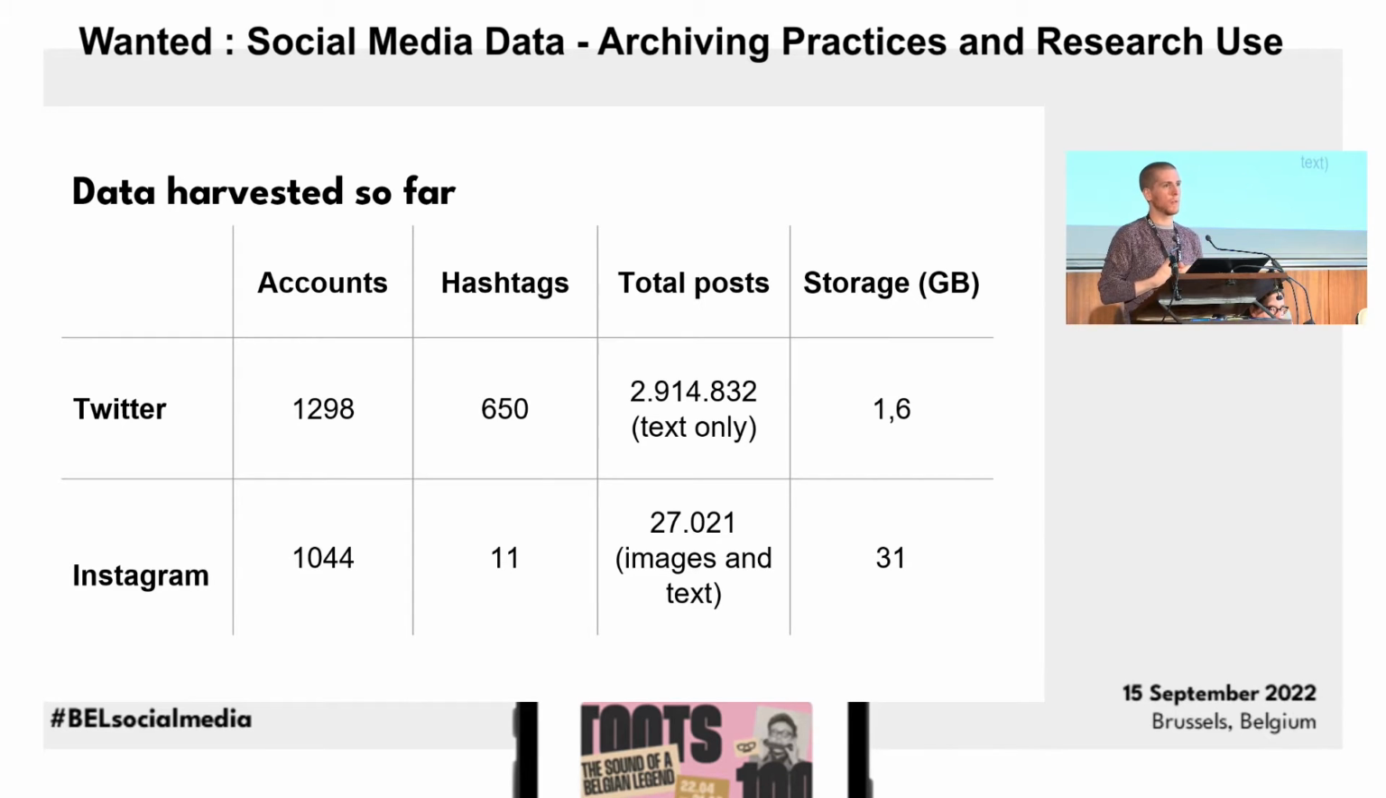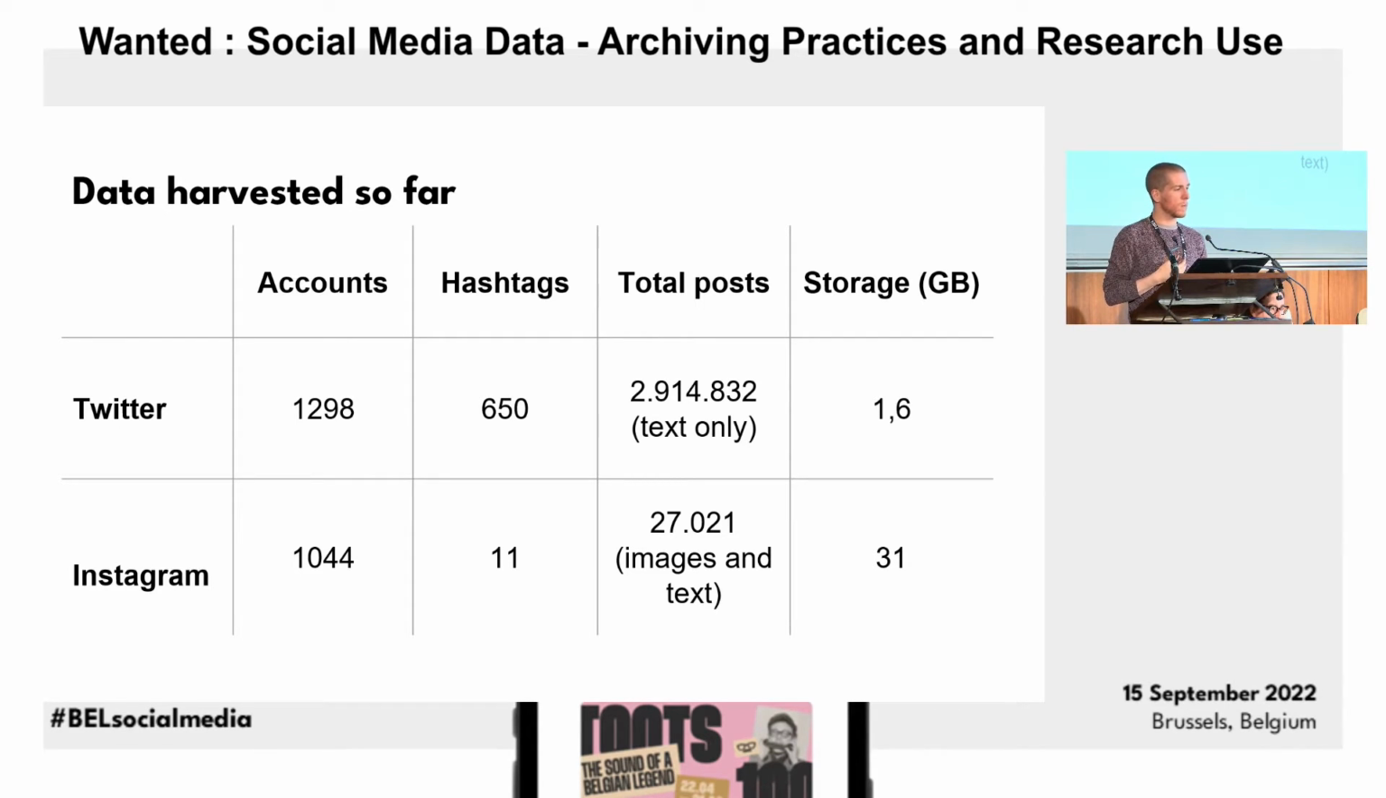So a little bit about the results, what we were able to gather for the last part of the things that we harvested, the ones that Fien mentioned as well, is that for Twitter, we harvested almost 1,300 accounts and 650 hashtags, and it resulted in almost 3 million posts, and that's text only, resulting in 1.6 gigabytes, which is not that much, but that's because it's mainly text for tweets.